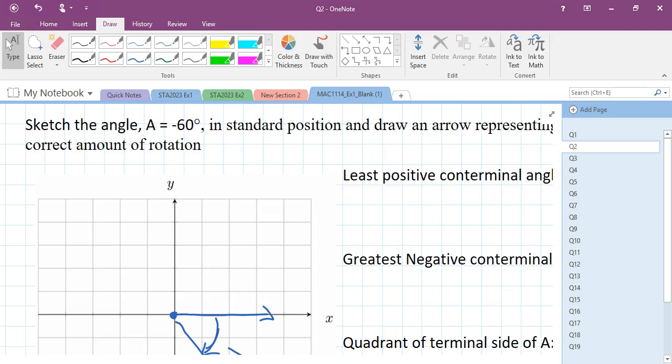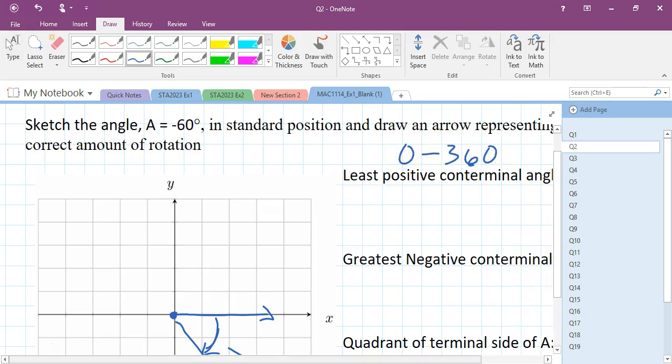So how do I get that? Not add 300, add 360 to it. Yeah, we have to turn that into an angle between 0 and 360 to be the least positive. So you add that 360, and what do we get? 300. So there we go. 300 degrees. There's the least positive.